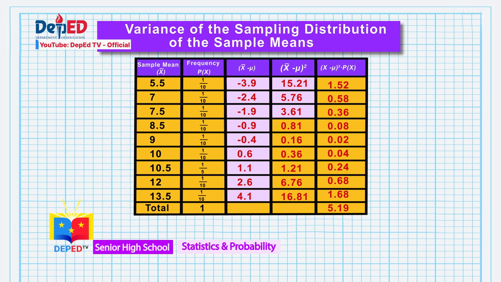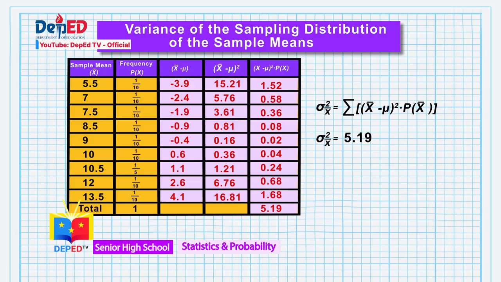For the product of the square and the probability, let's use our calculator. The results are 1.52, 0.58, 0.36, and so on. Now let's get the sum using the calculator. The sum of the product is 5.19. So the variance of the sampling distribution of the sample mean is 5.19.